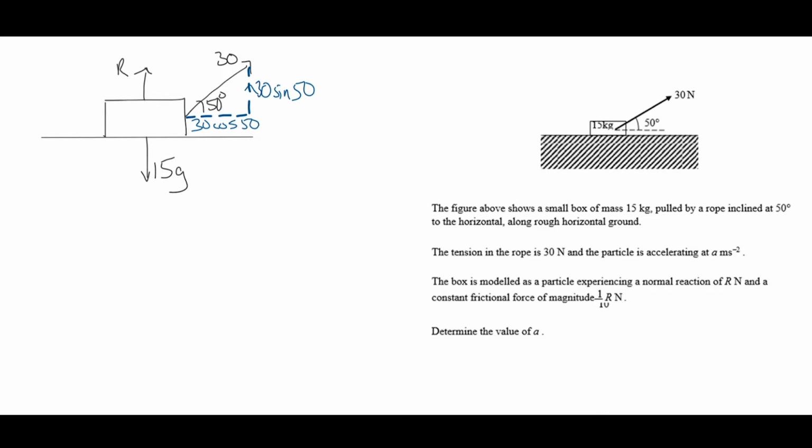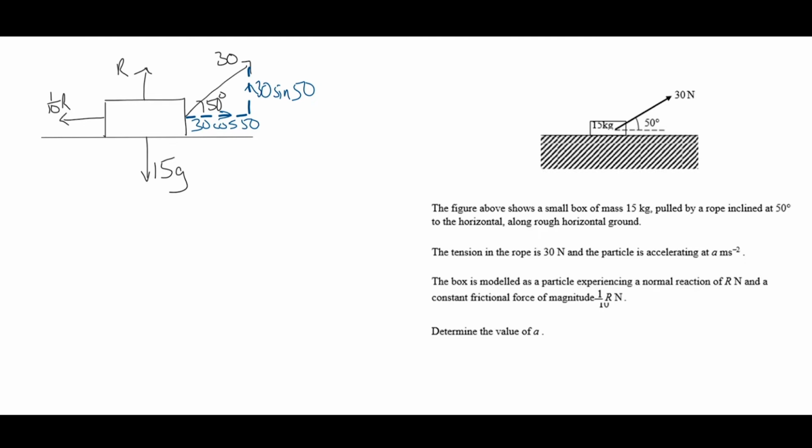We are told that the particle is accelerating, so it's in motion, and this is rough horizontal ground, so we are expecting some friction. We continue reading, and we're told that the friction has a magnitude of 1/10 R. So the coefficient of friction was 1/10. We're asked to determine that unknown acceleration. So let's go ahead and use our usual strategies. We're going to resolve both vertically and horizontally.